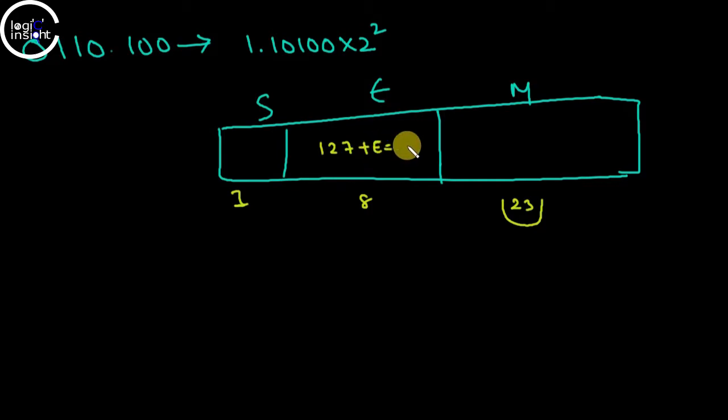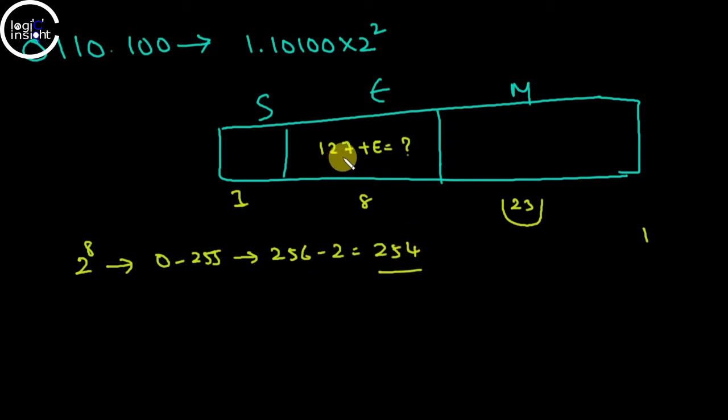The question is, why do we add 127? To answer that, first we need to understand the 8-bit logic here. Since there are 8 bits, you get 0 to 255, a total of 256 values. What we are doing is 127 plus the exponent. 127 is half of it, so if I add 127 plus 127, that is 254.